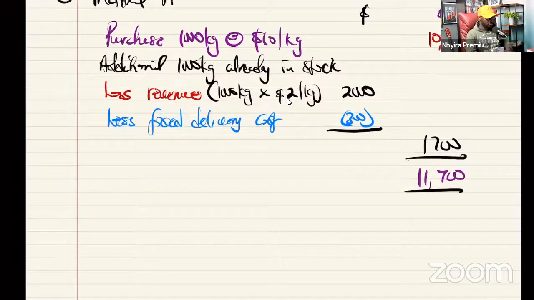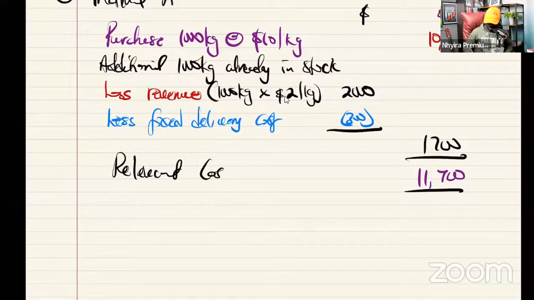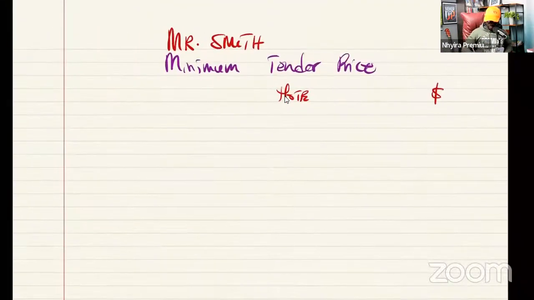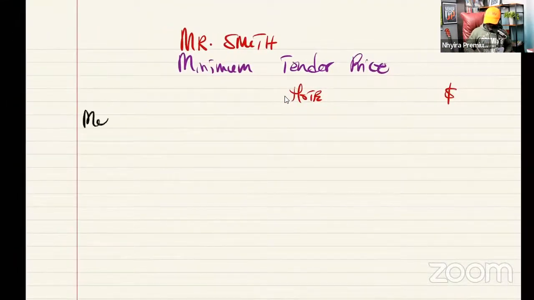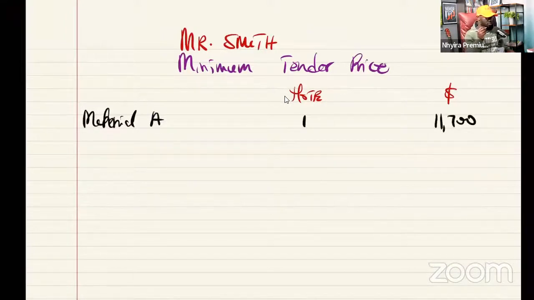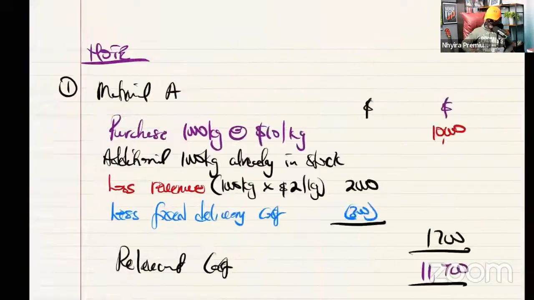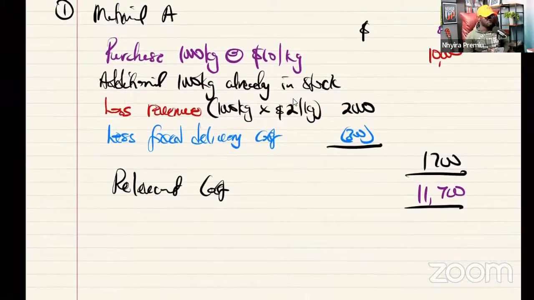Any questions, you raise your hand, we bring you up, or you put it in the chat for me. So that's our relevant cost. So that is material A. And that is coming from note 1, 11,700. So that is the issue relating to the material A. And that's how we determine the relevant cost. So get the concept well.